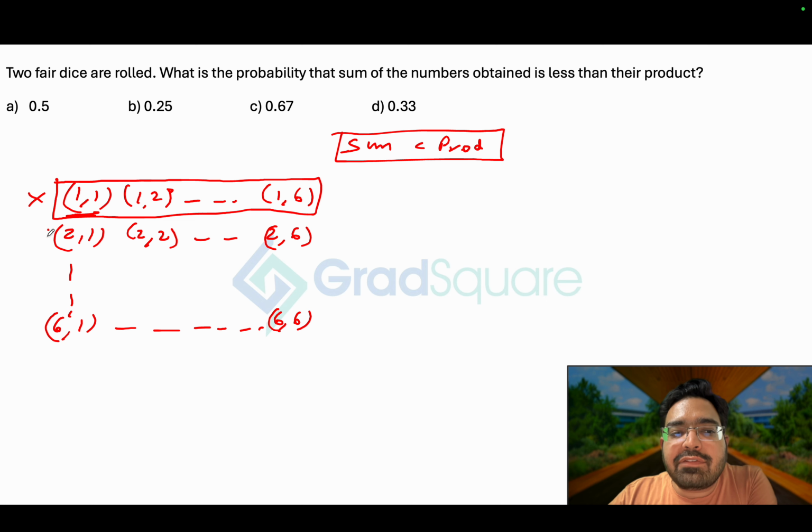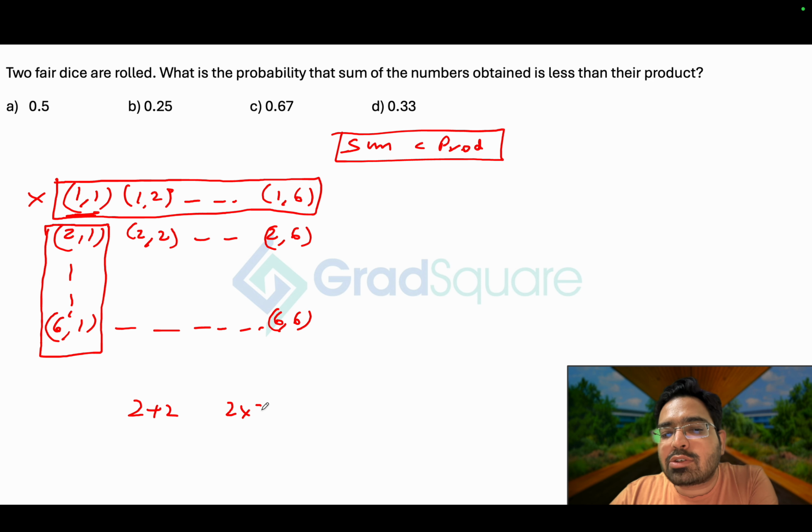In the same way, for the very same reason, I will have to remove this also because your second dice is giving you the number 1. So the sum is still greater than the product of the numbers, correct? So now these values are removed. Now look at the rest of the values, 2 and 2. If I look at 2 plus 2 and 2 multiplied by 2, they are going to be equal. I want the product to be greater. So this value should also be removed.